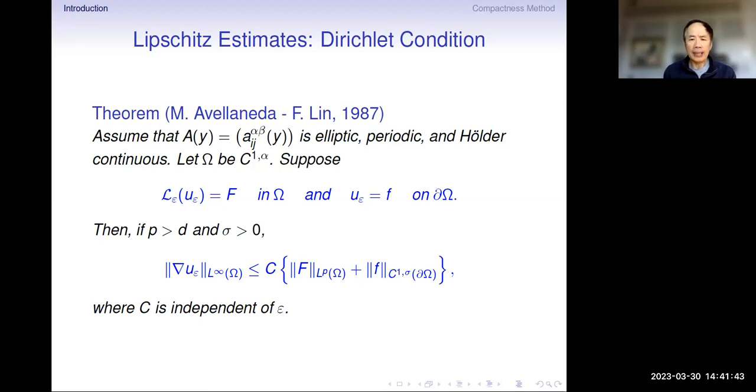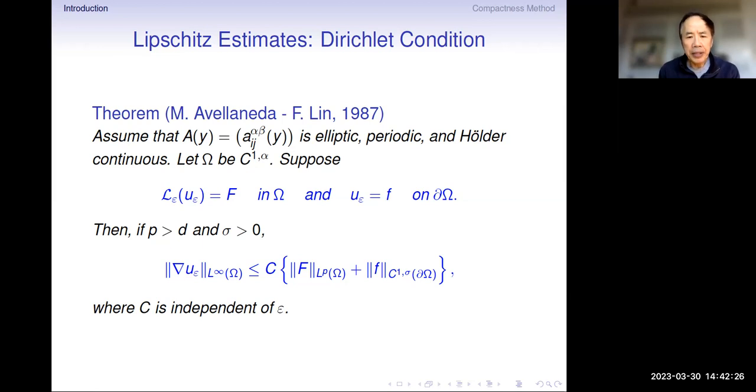Here I write this out in terms of a system. In that case, you have a tensor A_ij^{alpha beta}, which is uniformly elliptic, periodic, and also Hölder continuous. And omega, as you asked, has to be C1 alpha. Actually, you cannot expect a Lipschitz estimate even for C1 domains, which is simply not true, even for harmonic functions. There's no Lipschitz estimate for harmonic functions on C1 domains.